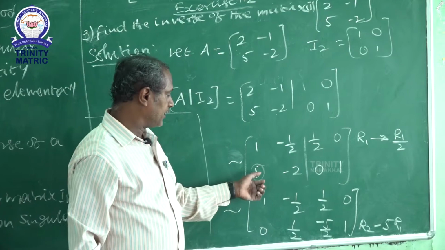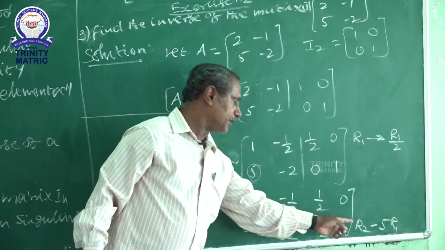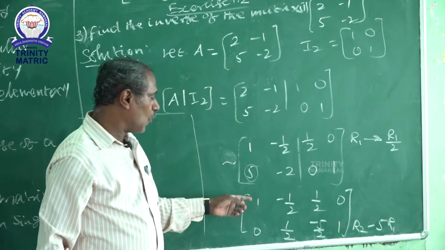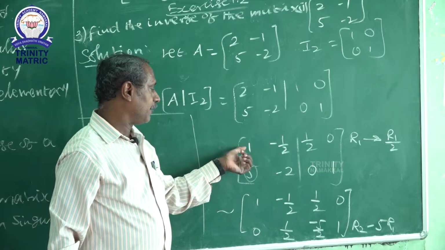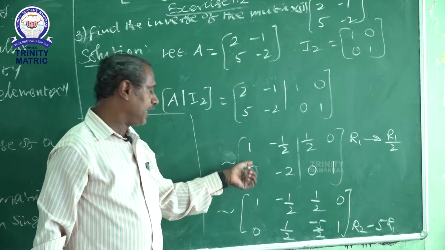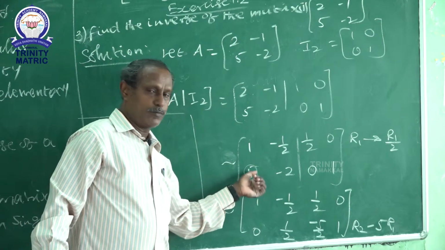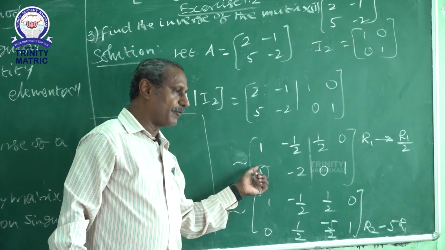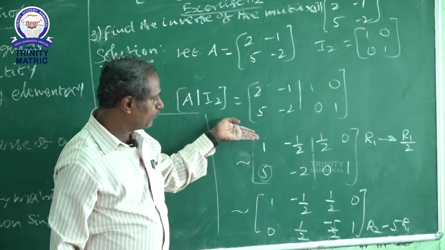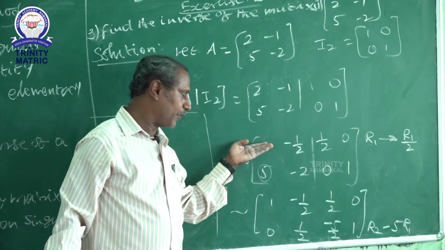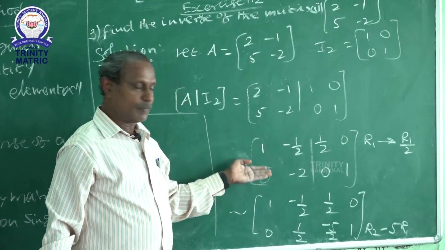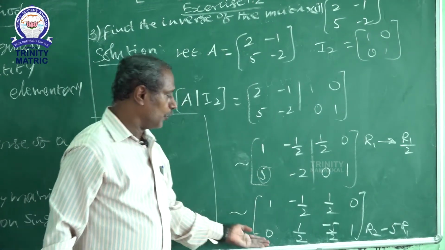For that purpose we are going to do some elementary operations. We take the first row, multiply it by 5 and subtract it from the second row, because we want to make 5 into 0. So how to do it? Now we will see.